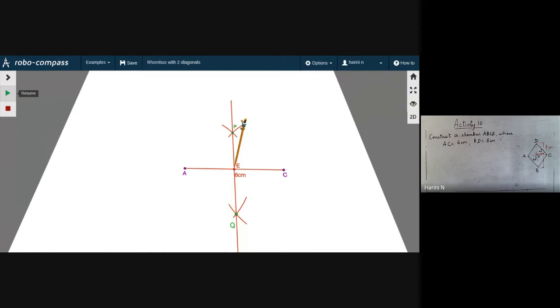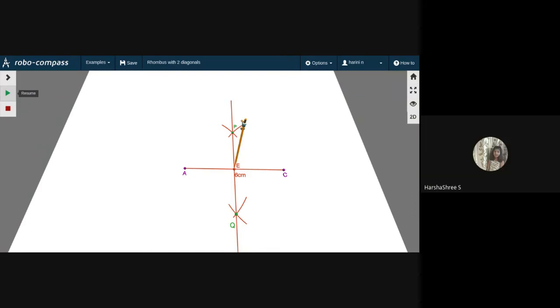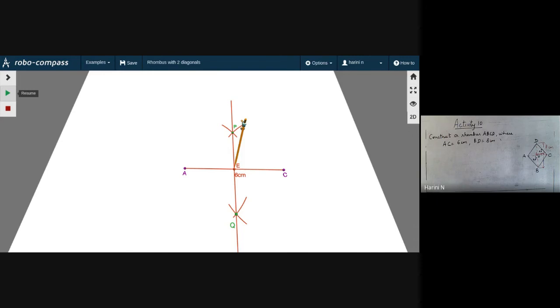Now with E as center, what should be the radius I have to take? What is the distance between E and B? Ma'am, 4 centimeter. Yes, because the other diagonal is 8, so half of it is 4. So take a radius of 4 centimeters in your compass, keep it at E, and cut arcs above and below, on the perpendicular bisector. The radius is 4 centimeters. Once you have cut the arc, the points of intersection will be B at the bottom and C at the top.